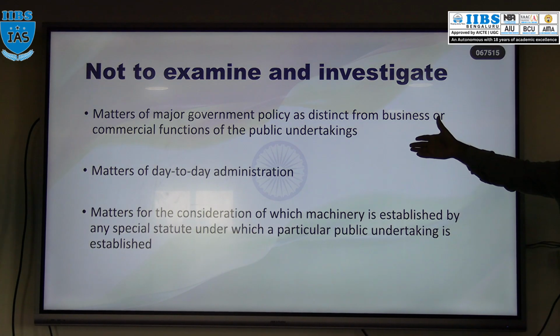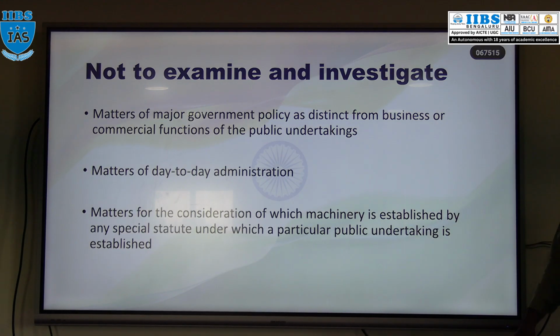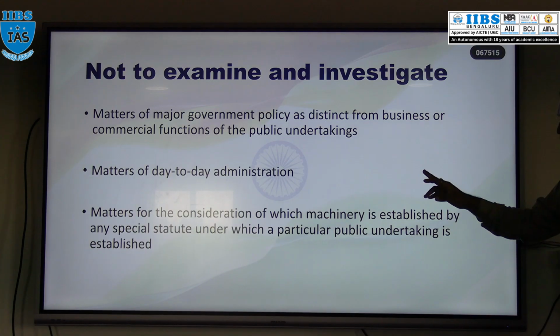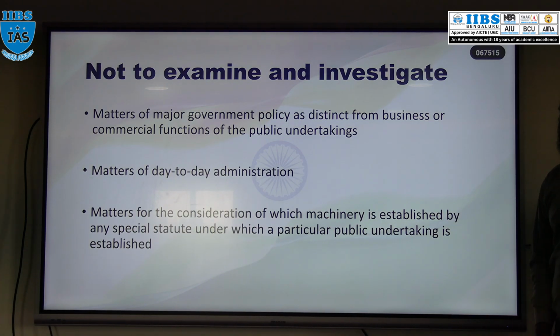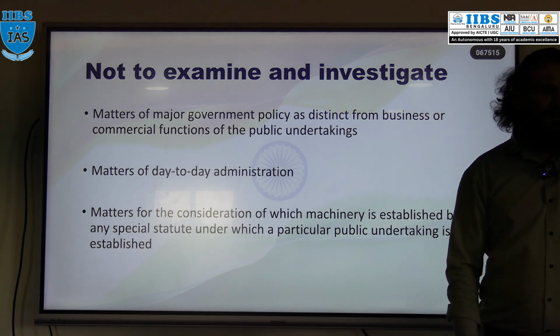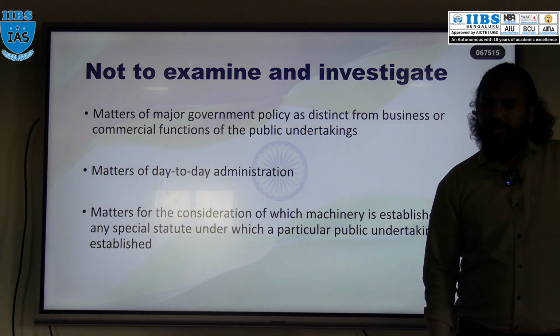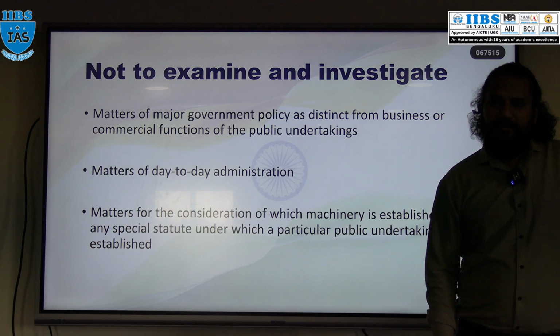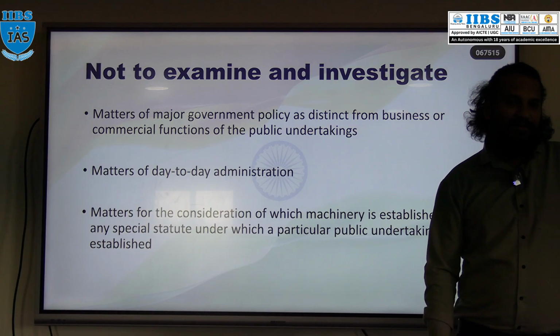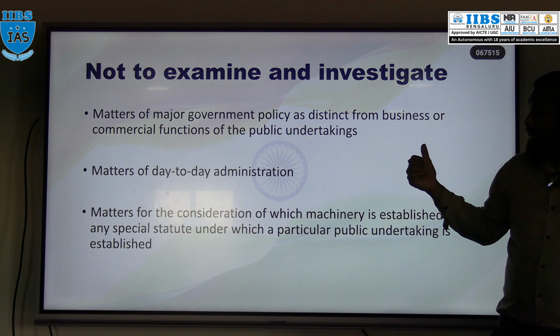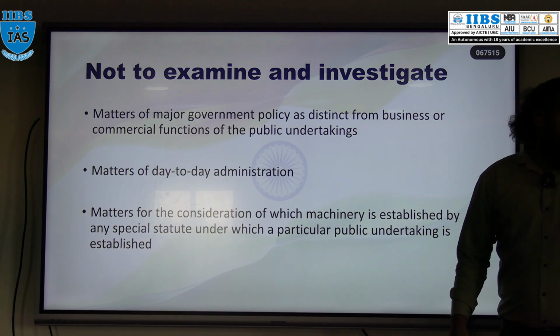Same with matters of day-to-day administration. That is also excluded. Or any PSU which is established by special statute, that means special law. Any public sector undertaking established by a special law or statute also cannot be examined, meaning its reports, accounts, all those things. So this is one limitation we can say.